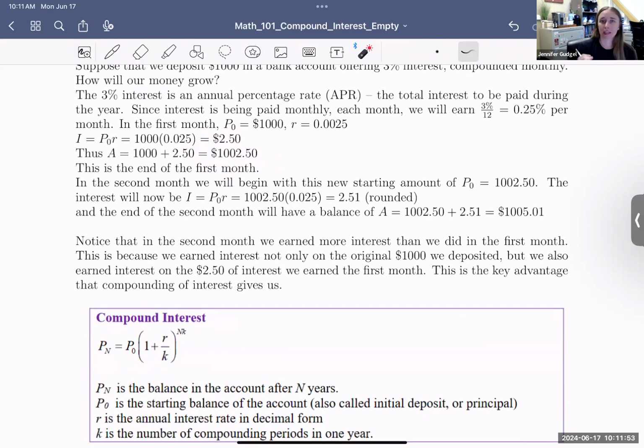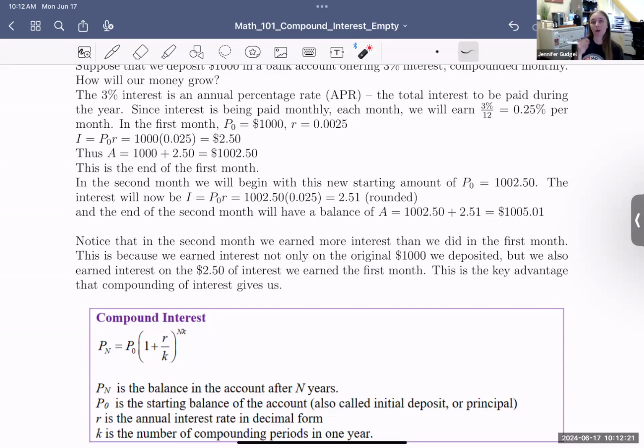Well, now going into the second month, our P naught is no longer 1,000. Now it's 1,002.50. All right, so we do another P naught times R, and we now have $2.51. So we got $2.50 in the first month. Now we're getting $2.51. So you see that the interest amount upped just slightly from one month to the next, and it would continue to do so.